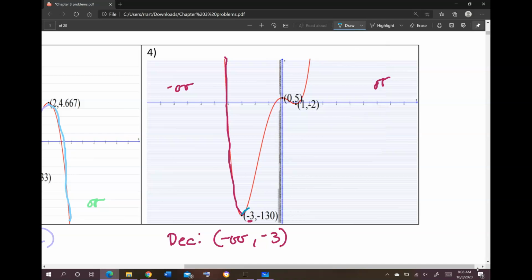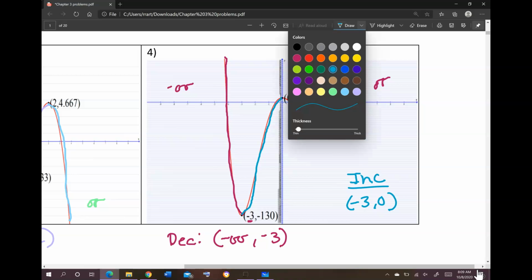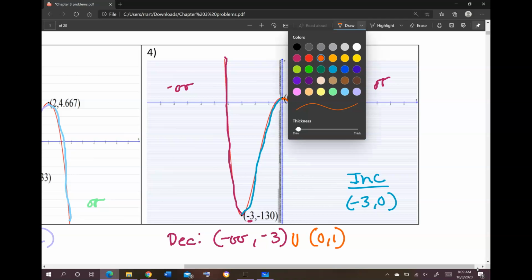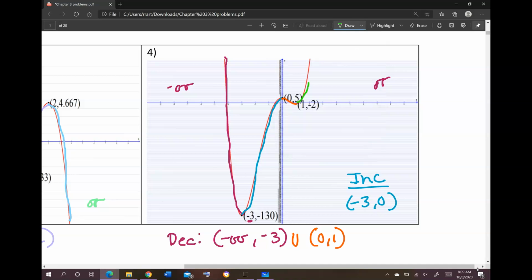So then I start going whoosh, start going up. And I'm going up, up, up to 0, okay? So that's an increase. So then I started increasing from -3 to 0. Then at that point, I do a turnaround and I start decreasing, but I only decrease a little bit, and I decrease from 0 to 1. So we do union, 0 to 1. And then I turn around again and I'm going to start increasing again. And I increase from 1 to positive infinity. Okay? All right. Let's do some more.